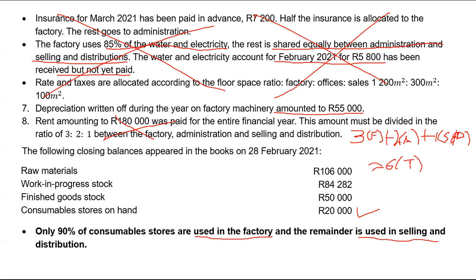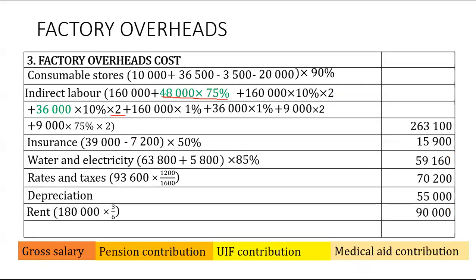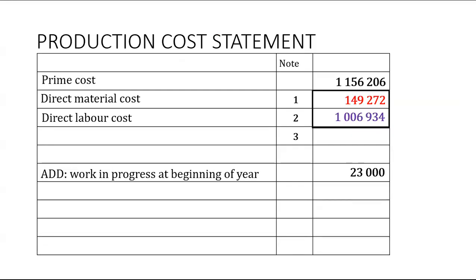So that is why I found the total first. And after getting the total, I multiplied it by 90%, which will give me 20,700. Add it with everything else. It'll give you a total for consumable stores of 574,060. You will take that and put it under your production cost statement.